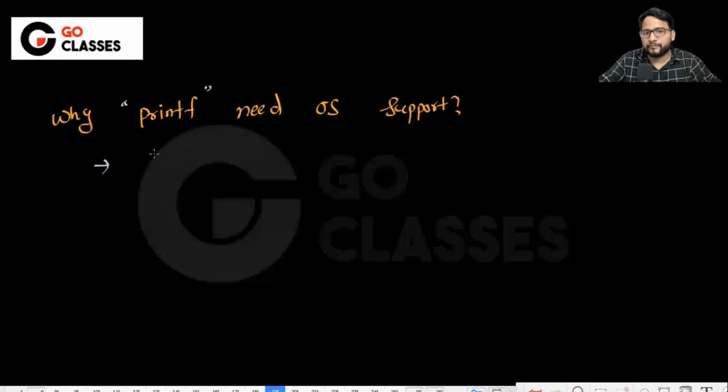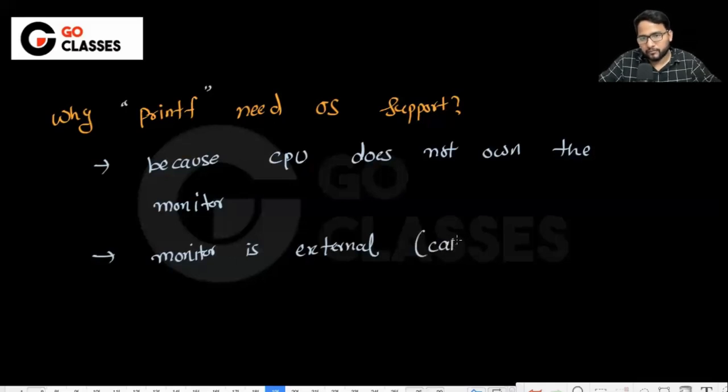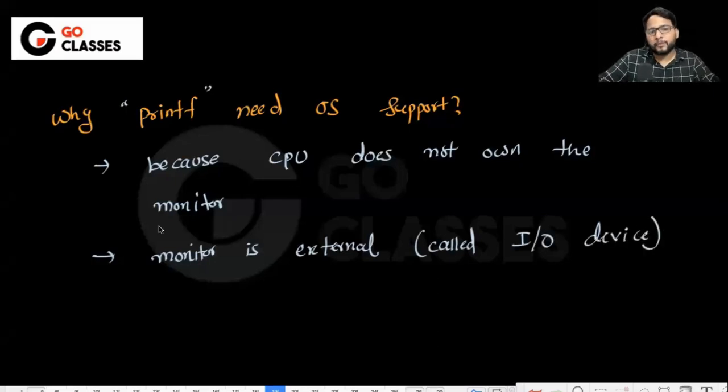Because the CPU does not own the monitor, right? The monitor is an external device, which is called an IO device. Okay, so the CPU has to take permission from the monitor. That is done by the operating system.